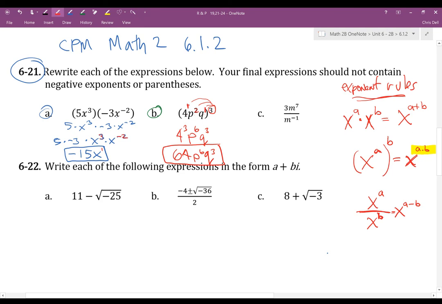So here, first of all, I just have the 3. That's not changing because it's 3 divided by 1. I divide the coefficients. But in this case, it's m to the what now? Instead of the 7 and negative 1, I have to write it out, 7 minus negative 1, right? I'm subtracting those exponents. So my final answer would be 3m to the 8. 7 minus negative 1 is positive 8. So there's that answer. All right, there we go.